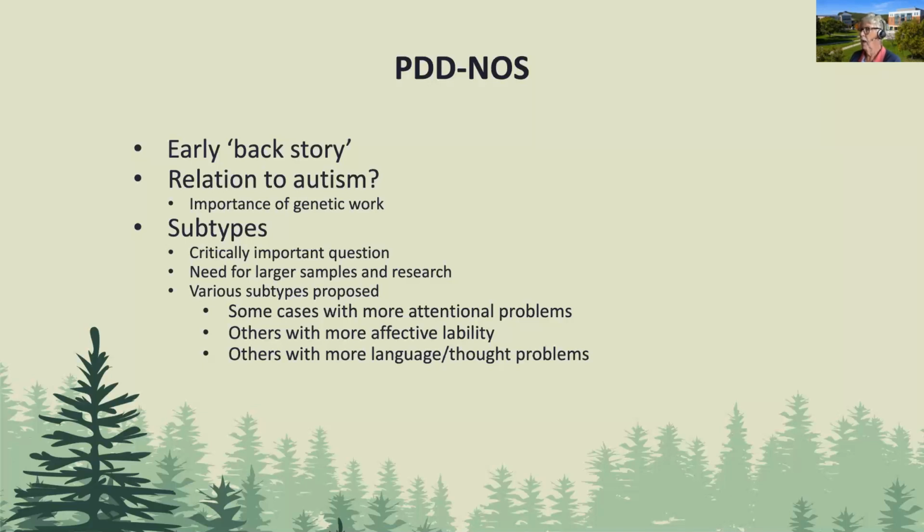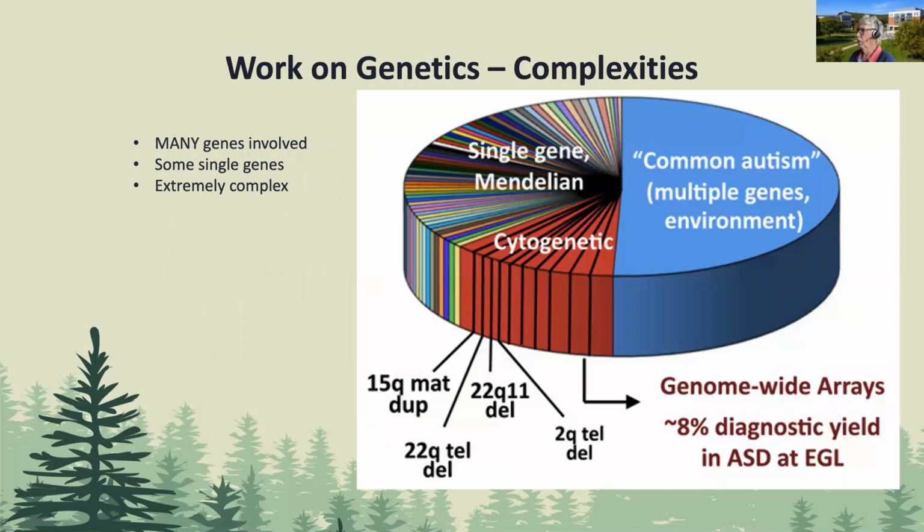Subtypes have been proposed. These have not necessarily all been consistently agreed upon, but some people say that we should be looking for kids with more attentional problems, others with more language problems, others with more thought problems, others with more affective lability. Again, one of the problems has been this has been such an amorphous, although large category, that's been difficult to study. It is clear that the genetics on this disorder are very complex. This is a slide from Emory University, recently looking at some of the genetics of autism with some single gene disorders, but also some with a very common set of multiple genes involved. At the moment, when this slide was done, about 8% yield in terms of finding some genetic complexity. That number is now significantly higher when you do genetic testing for autism.